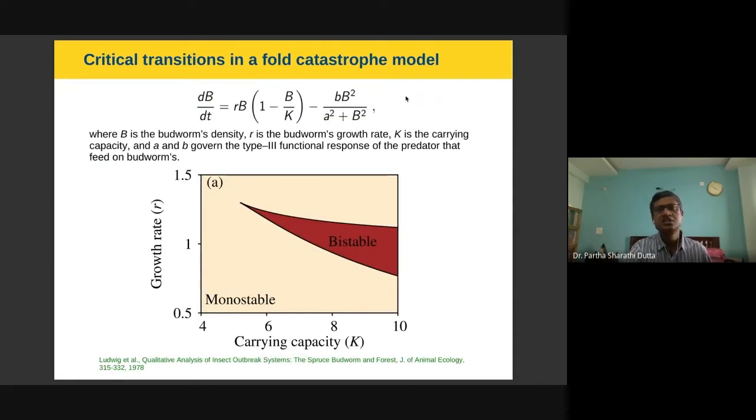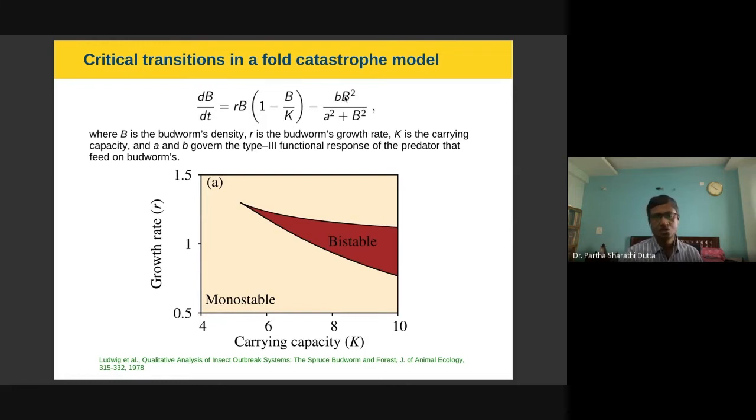So let me consider this very simple one-dimensional model of insect outbreak, which is actually a fold catastrophe model. So dB/dt is rB(1 - B/K). This is the growth term in this equation, which is just the logistic growth, and then minus B squared by A squared plus B squared, which is a Holling type 3 functional response. This is a death term. So there is a mass balance. The rate of change in B is being controlled by growth, which is a logistic growth, and the type 3 death, right? And this r is the maximum growth rate, K is the carrying capacity, and A and B control the type 3 functional response.